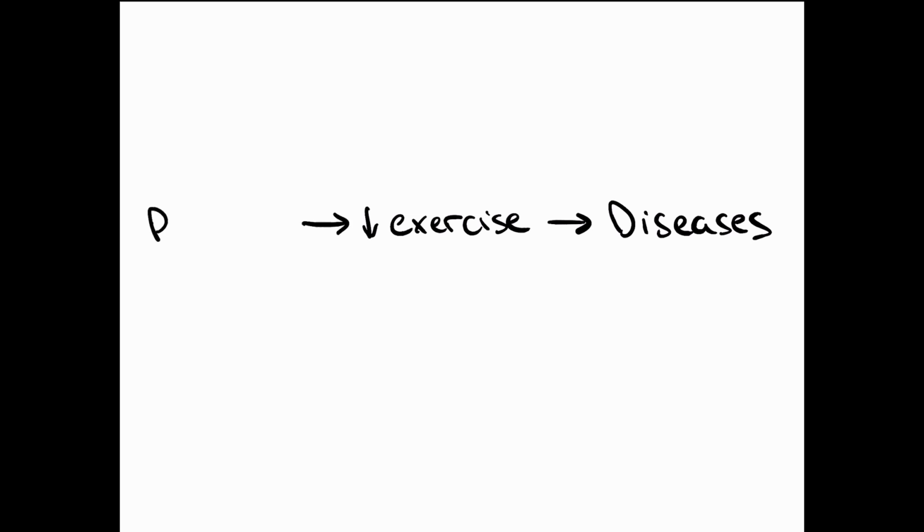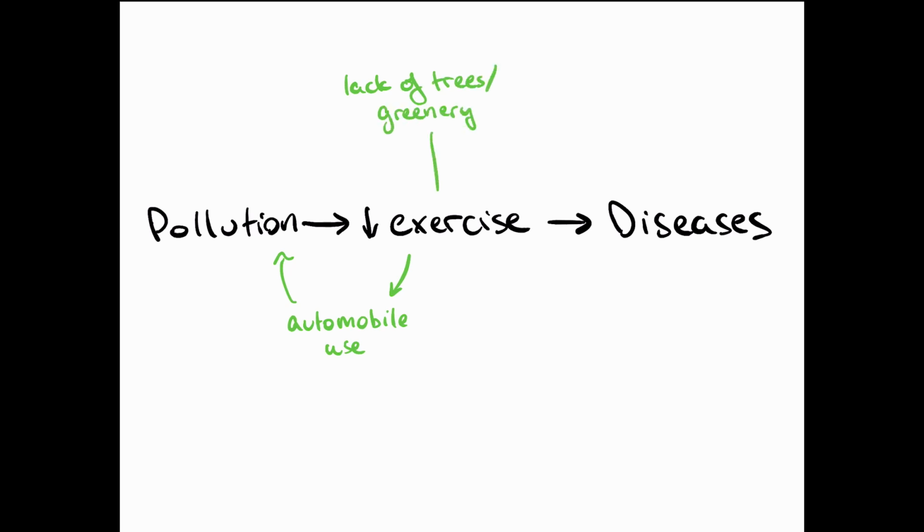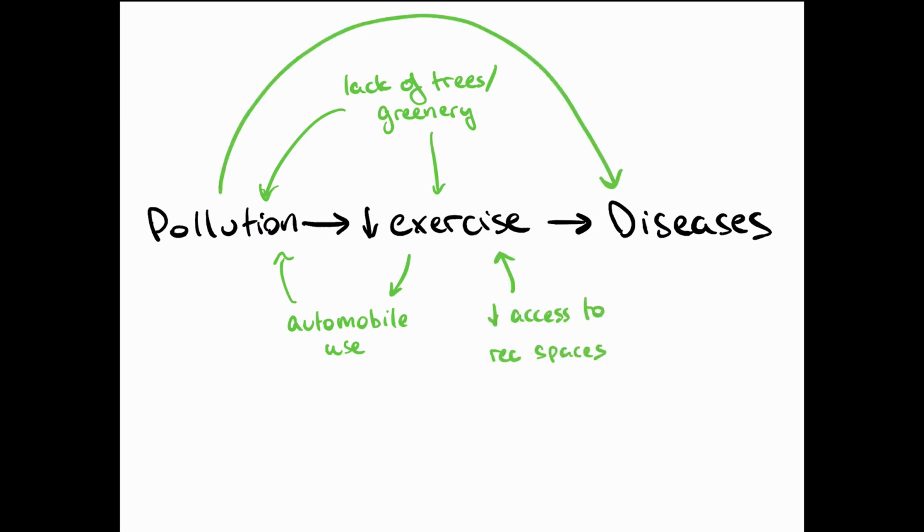So again, as medical students, we're interested in diseases, and we saw that behaviors are what cause these diseases. In this case, low exercise is able to cause a variety of diseases, and low exercise could be caused by a polluted environment. And there is interplay between these, where lower exercise can increase automobile use, which can then increase pollution more, which then again lowers people's inclination to exercise. Lack of trees and greenery can both increase pollution and can decrease people's inclination to exercise. Less access to exercise areas and public recreation spaces can discourage exercise, and pollution can directly cause disease or cause global warming that can cause disease.